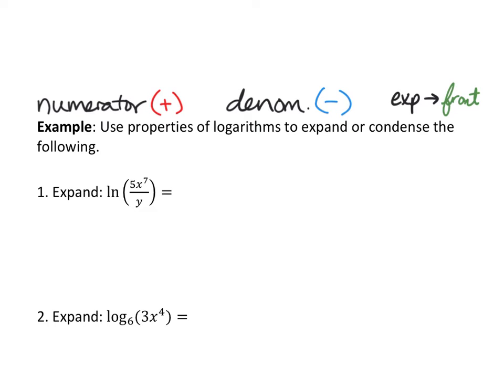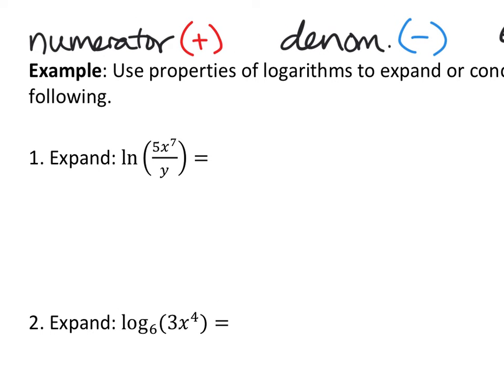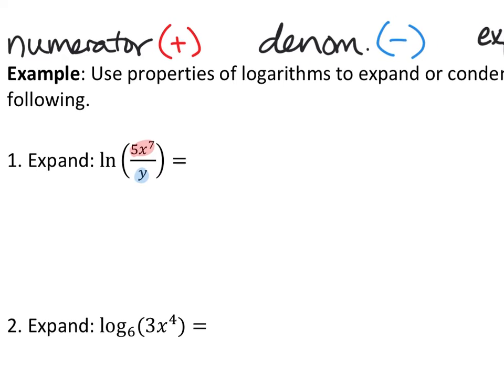So we're first going to work on expanding natural logarithm of 5x to the 7th over y. Cool. Every single part of this gets its own logarithm. The 5 gets its own logarithm, the x to the 7th gets its own logarithm, and this y gets its own logarithm. Do you see that 5 and x to the 7th are in the numerator? Do you see that y is in the denominator? That's going to tell me the sign, positive or negative, for those logarithms.